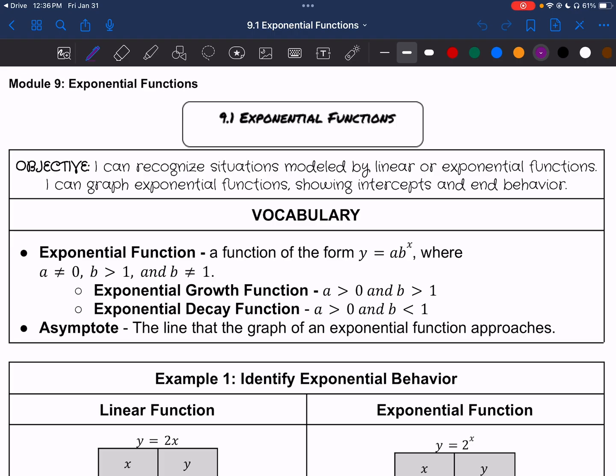So, our vocabulary. An exponential function is a function in the form y equals a times b to the x, where a is not equal to 0, b is greater than 0, and b is not equal to 1.